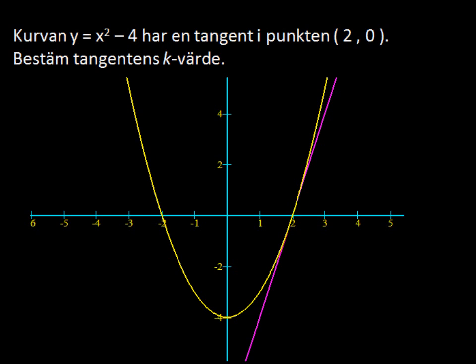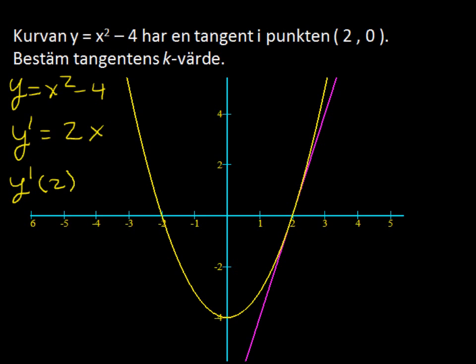So how do we go about doing this? We know that y is x squared minus 4. And now we know how to take the derivative of these things. And it's a straightforward, nice little derivative. And now what we need to do algebraically is this. We're going to say when x is 2, what do we get? And that's what we'll put right there.